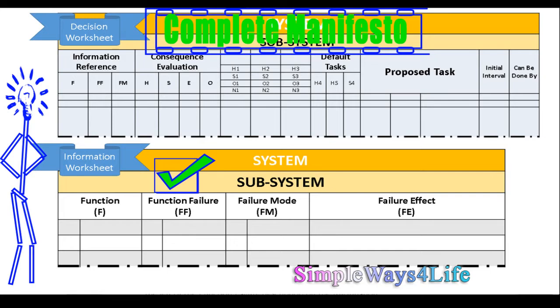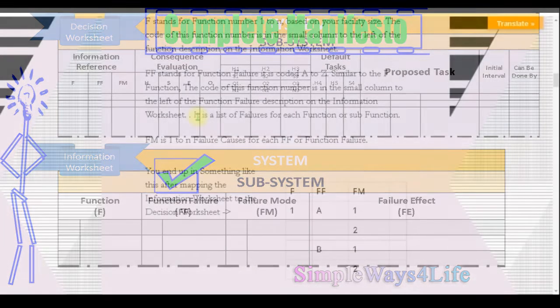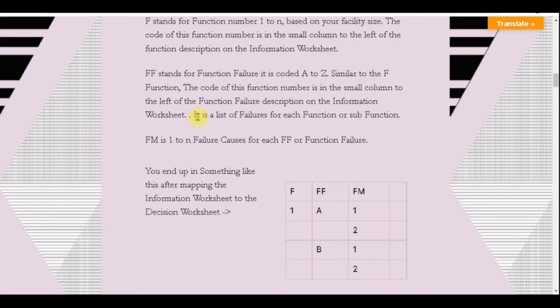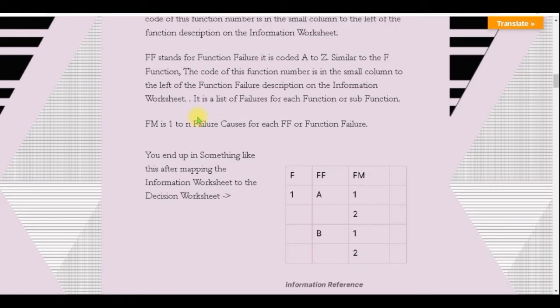The first thing is the reference. The first part here you can see is the reference, which is F, FF, and FM, and this comes in the form of numbers. The functions are function number 1, function number 2, function number 3, and those are the main primary and secondary functions. Then for each function you will list some function failures, which are complete or partial failures, and how they fail, which are the failure modes. The cause of the failure is the failure mode. Maybe 10 failure modes, or whatever number you like; that's just a sample.